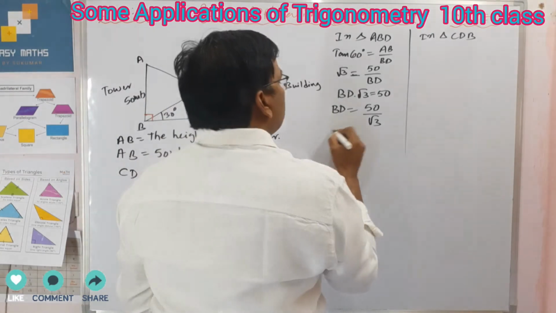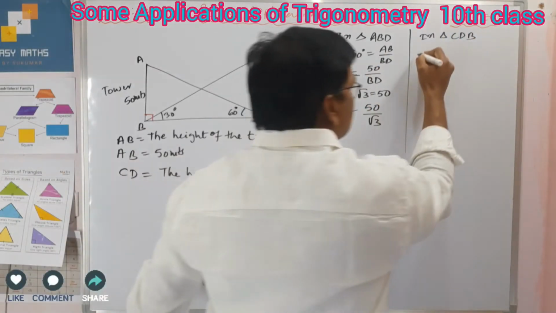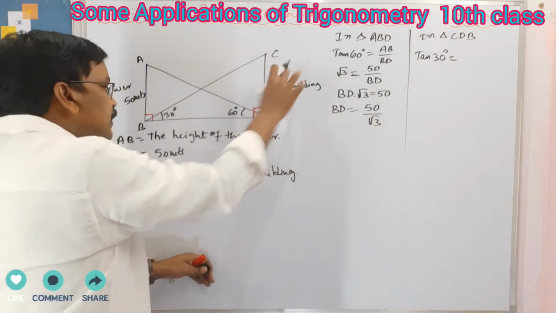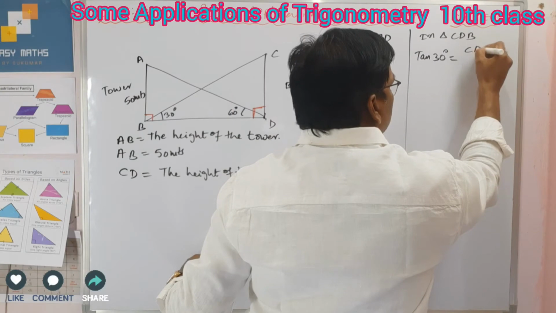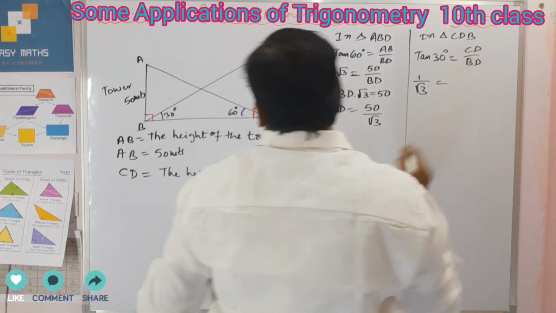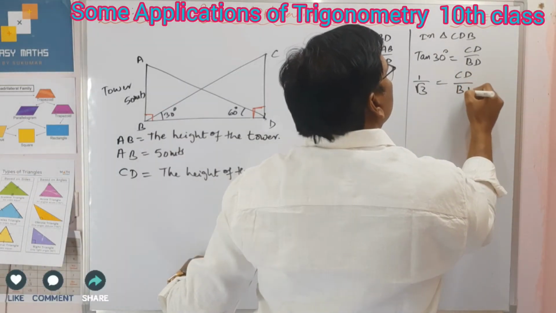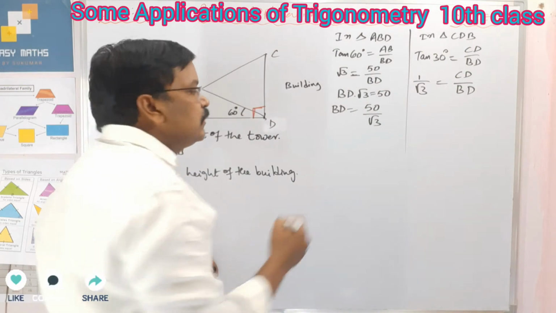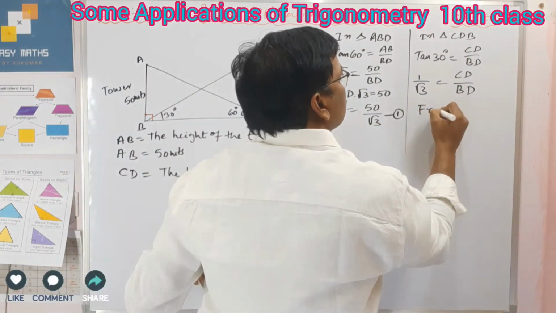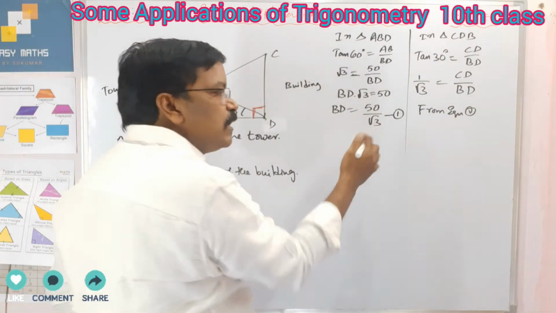Okay. So here, my dear students, take the triangle CDB. Here take tan 30 degrees. Tan 30 means CD by BD. What is tan 30? 1 by root 3 is equal to CD, which is unknown, by BD. Let this be equation 1. So from equation 1, BD means 50 by root 3.